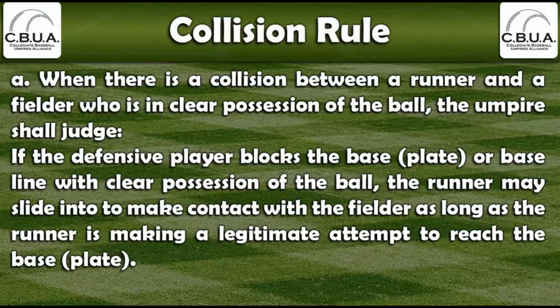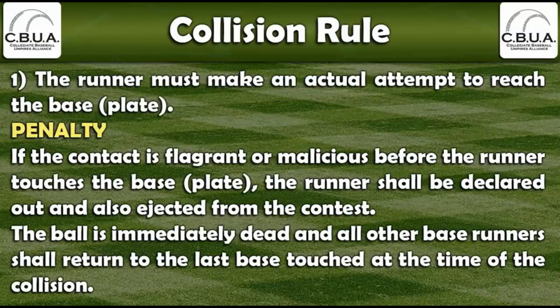A. When there is a collision between a runner and a fielder who is in clear possession of the ball, the umpire shall judge. If the defensive player blocks the base or plate or baseline with clear possession of the ball, the runner may slide in to make contact with the fielder as long as the runner is making a legitimate attempt to reach the base or plate. Number 1. The runner must make an actual attempt to reach the base or plate.